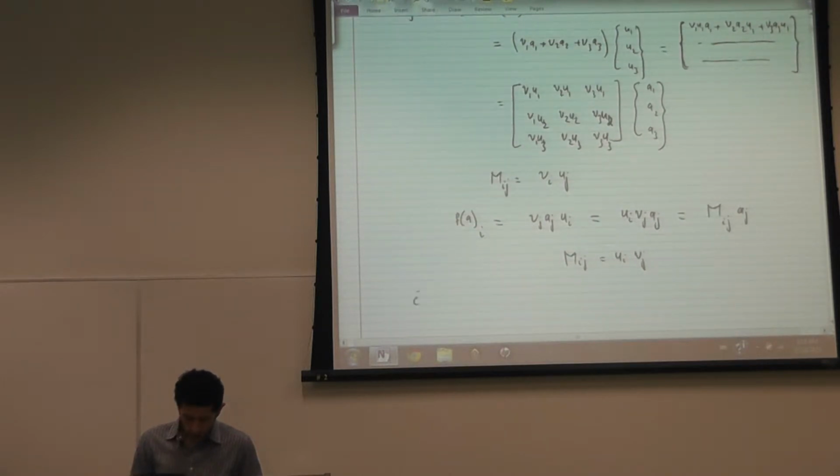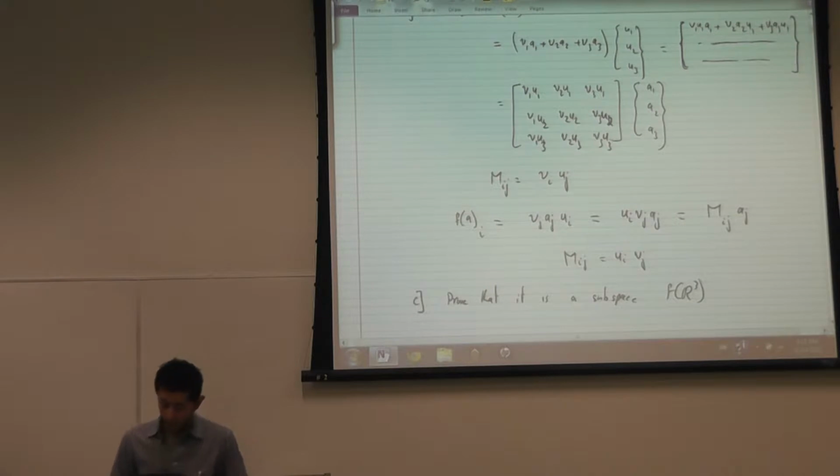So, C, prove that it is a subspace. To prove that it's a subspace, what is a subspace? F of R3. So let's understand graphically what F of R3 means.